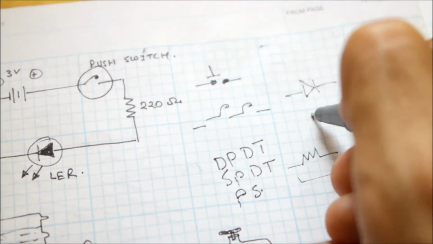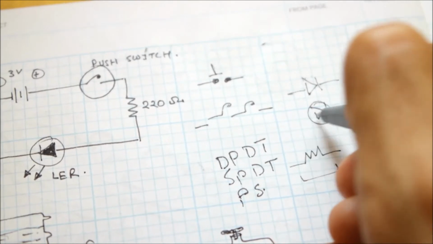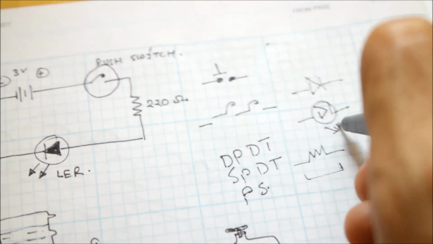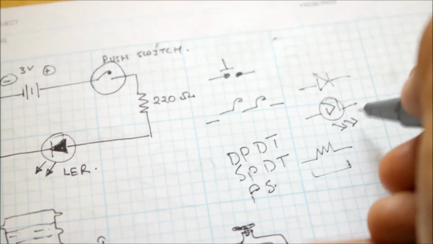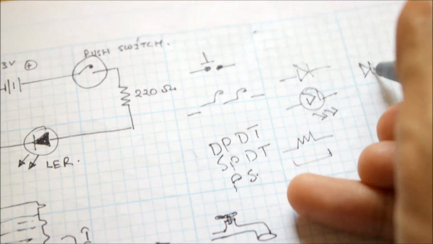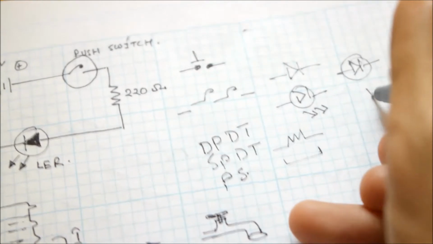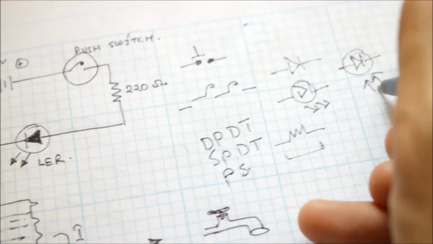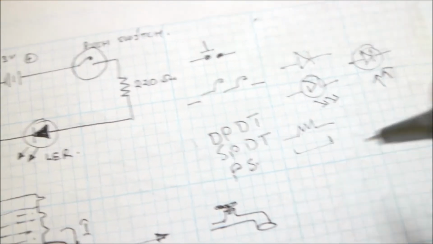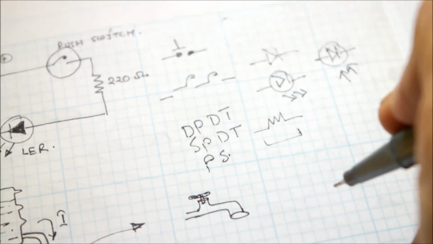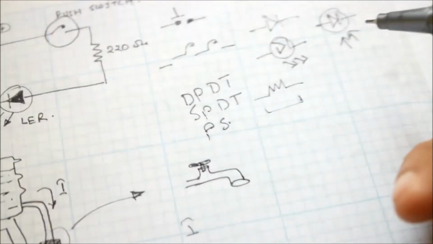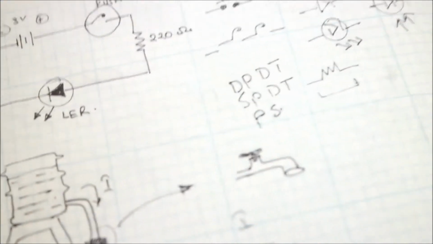This is actually the symbol of a diode, and this with a clover around it and arrows coming out means it's emitting light, so it's a light emitting diode. And some diodes you'll see in some circuit schematics have arrows getting into the clover, so that means it's a light sensitive diode, or light dependent diode, or light reactive diode. Okay, so yeah.